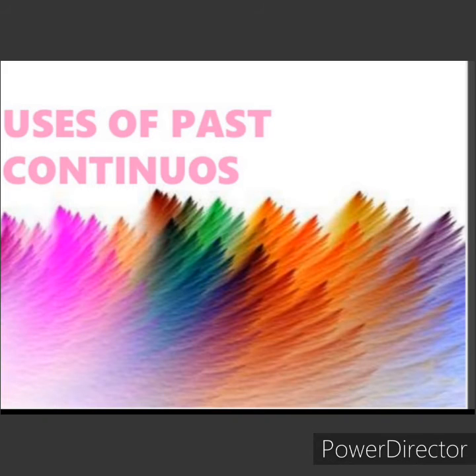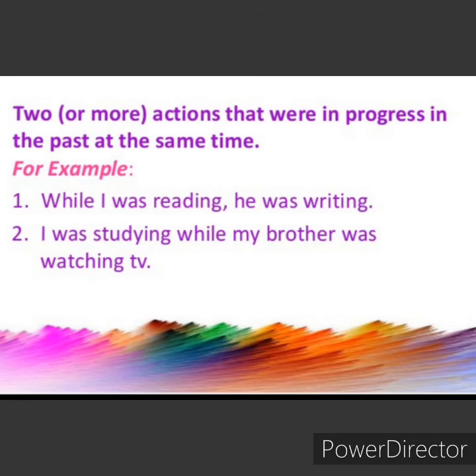Now the most important part, uses of past continuous. Past continuous tense is used for the actions that were in progress in the past at the same time. We are talking about the two actions that were in progress in the past at the same time. For example, while I was reading, he was writing. Two actions were going on. I was reading and he was writing.